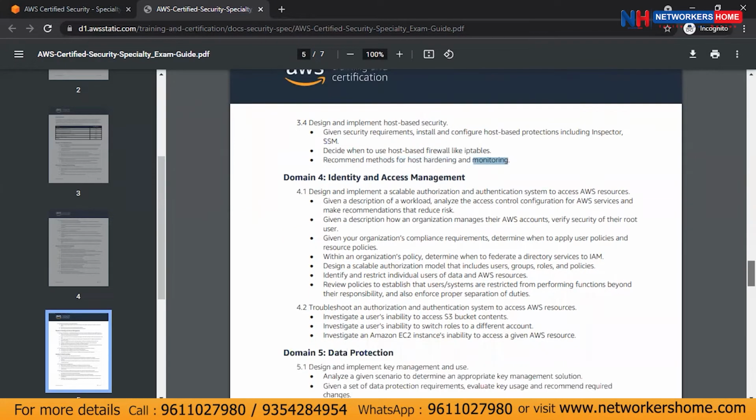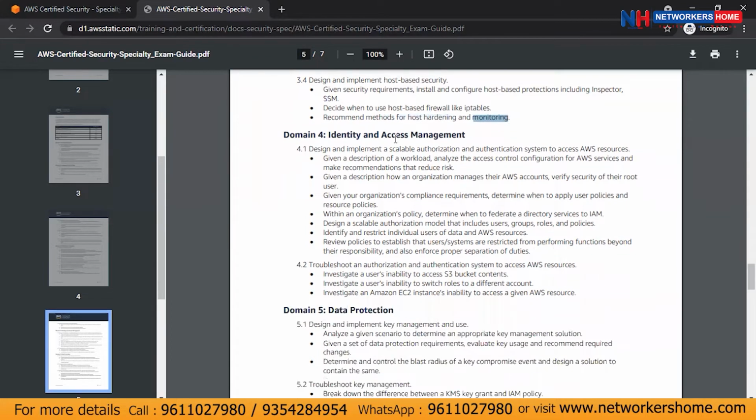Then we have IAM, domain 4. It's about in-depth IAM, identity and access management. Like design and implement scalable authorization and authentication to your AWS resources. When we talk about authentication, when you look at AWS, in which places, in how many ways can we assign permissions? IAM we can consider.